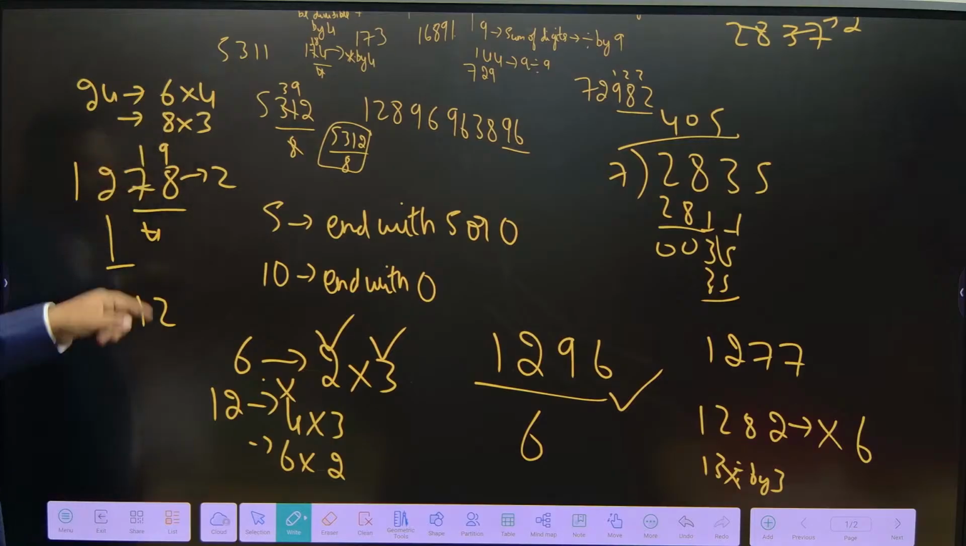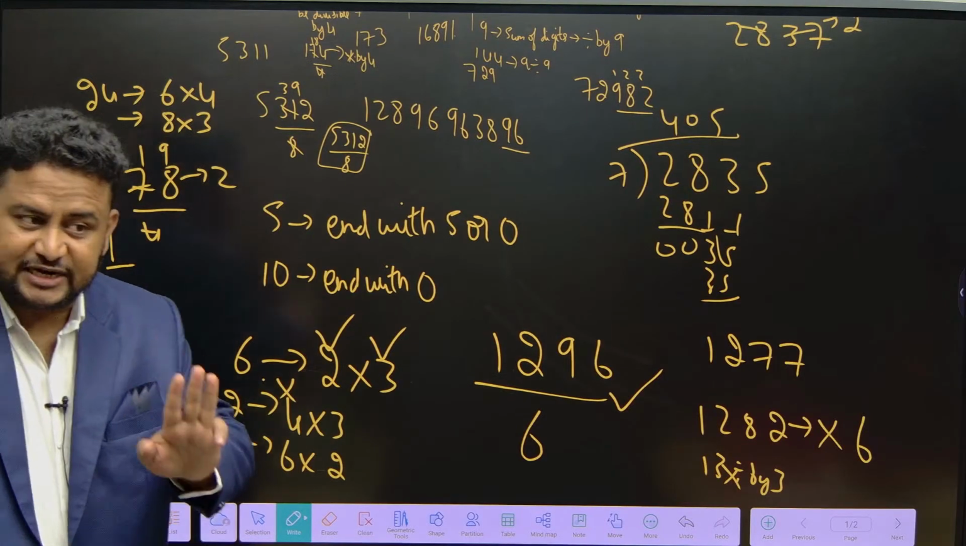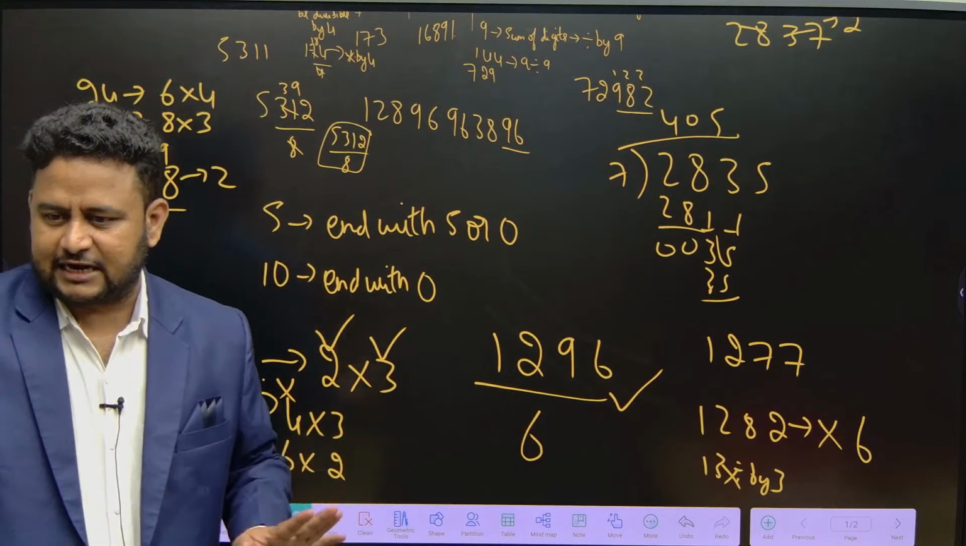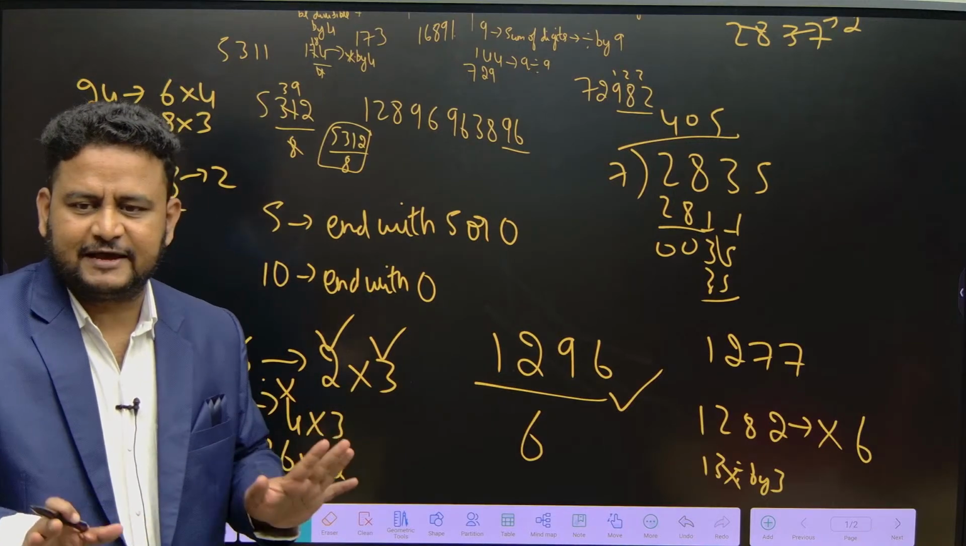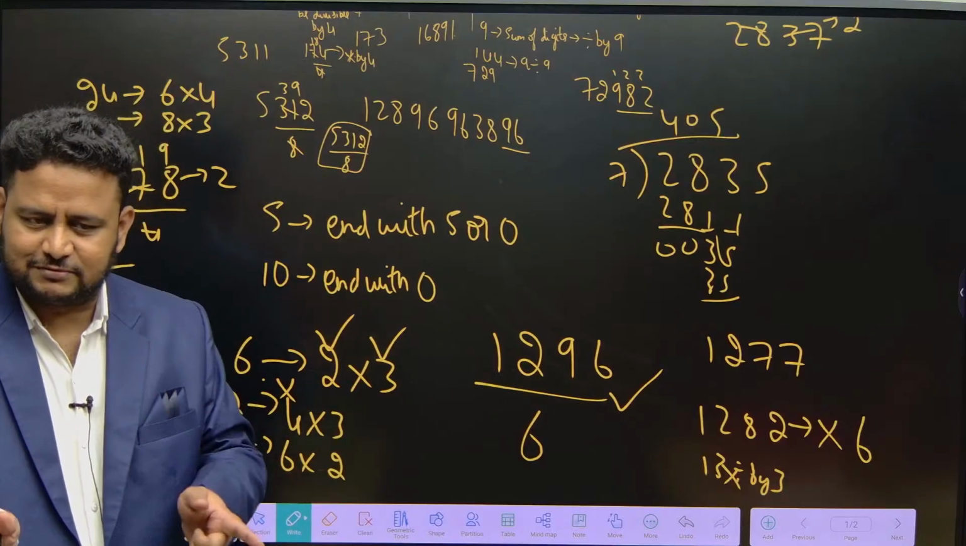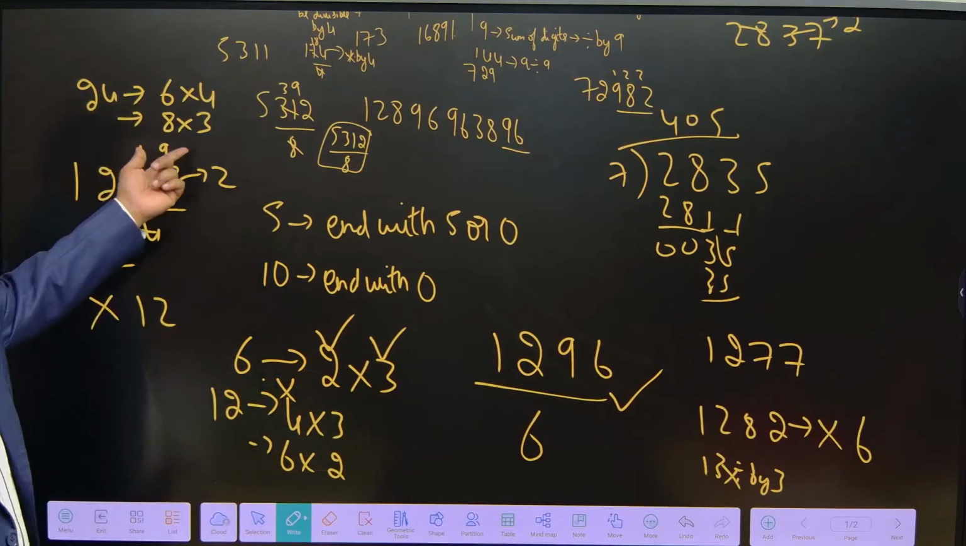So 8 into 3 means, for the given number, first you should check for 8. What to check for 8? The last 3 digits should be divisible by 8. Correct? The last 3 digits should be divisible by 8. Then, if it is divisible by 8, you will check for 3.